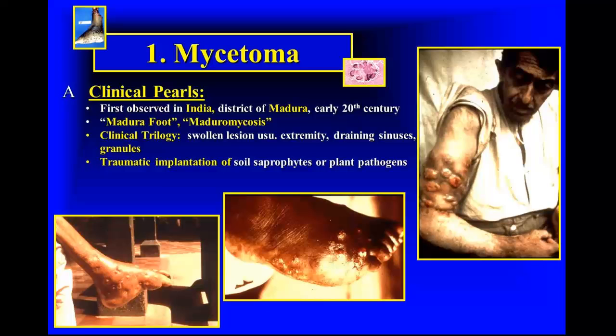Draining sinuses right here, and there's going to be granules that drain through those sinuses of various colors containing the agent. If you catch the deep and systemic fungal pathogens by breathing in the filamentous form in nature, you catch all of your sub-Q mycoses by this traumatic implantation of a soil saprophyte or a plant pathogen by a thorn into your skin.